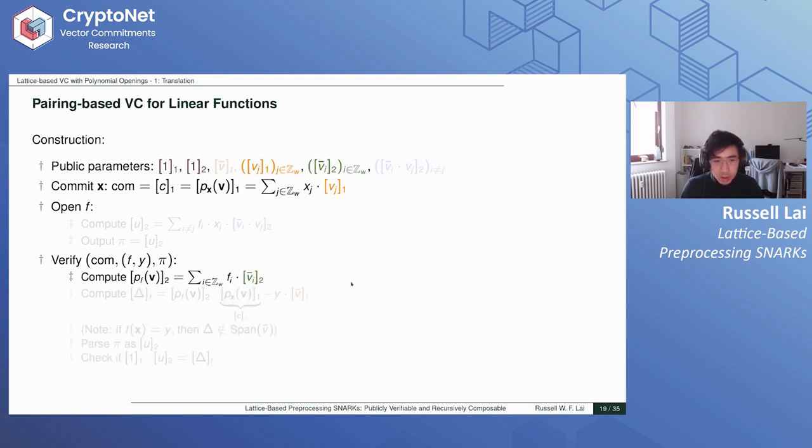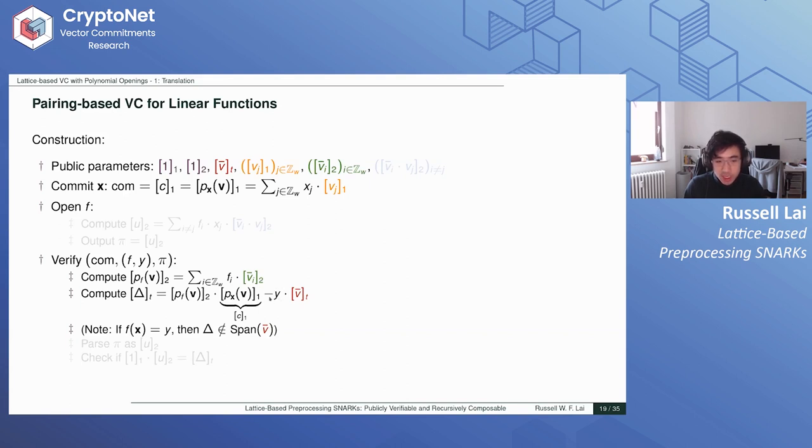Now, let us skip the opening algorithm for the moment and see how the verification should be done. As the first step, the verifier would compute the encoding of f, but in group two. For our example, we need to give away these group two encodings of the complement monomials in the public parameters so that the verifier can do this. And next, the verifier would compute a value which I call delta in the target group, which is computed as the product between the encoding of f in group two and the encoding of x in group one, which, by the way, is given by the prover as the commitment.